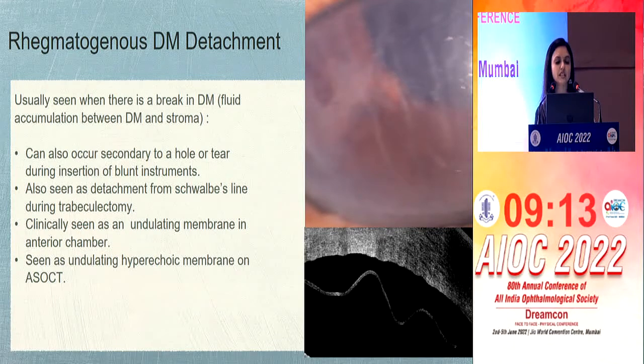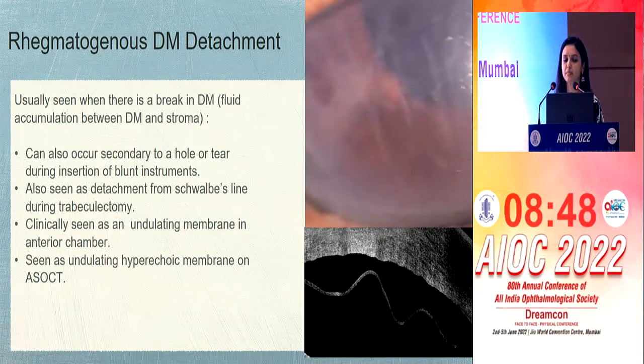So rhegmatogenous DM detachment. It's usually seen when there is a break in DM. There is a fluid accumulation between the DM and the stroma. It can also occur secondary to a hole or a tear during insertion of blunt instruments. Also seen as a detachment from Schwalbe's line during trabeculectomy. Clinically, it is seen as an undulating membrane in the anterior chamber. And on an OCT, it is seen as an undulating hyperechoic membrane.